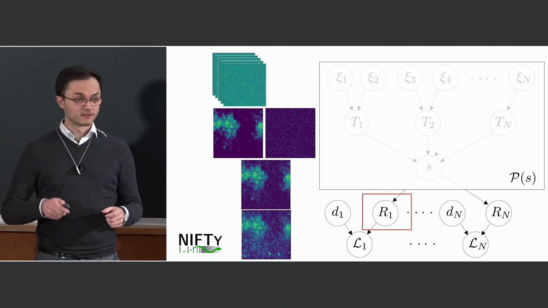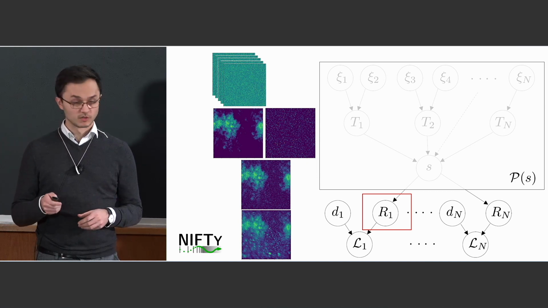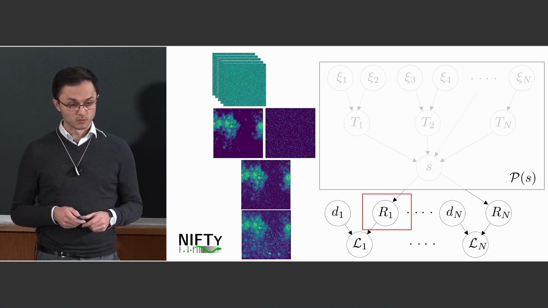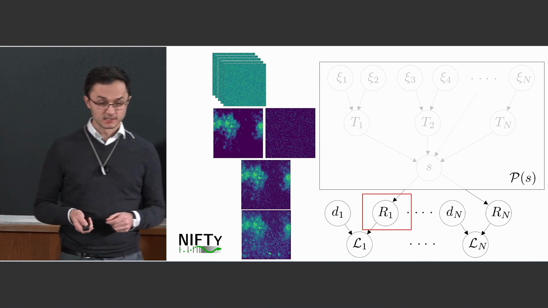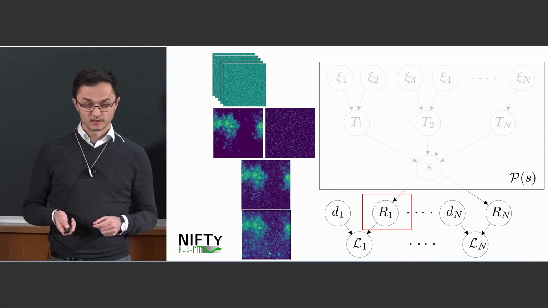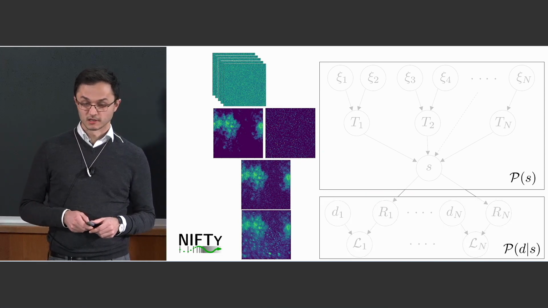So as soon as we have a model for our instrument, which is here, one of the instruments is R1, we can basically, together with the data and our likelihood, encode our likelihood.